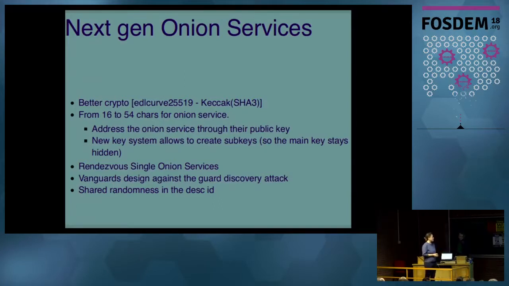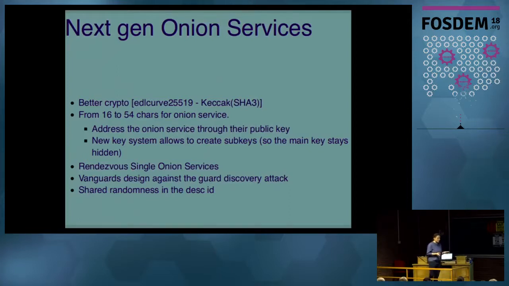But the one thing that is actually good is that the new key system allows you to create sub-keys. So you can use a key for a number of times, and then you can rotate the keys, which is also good. If you don't care about the location, for example, if you're Debian and you want to run an onion service, you can use rendezvous single onion service, in which you have a direct circuit through the rendezvous point.